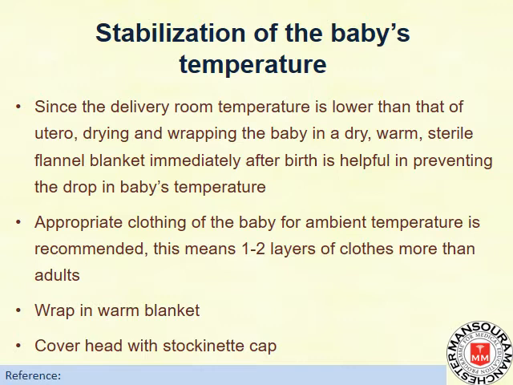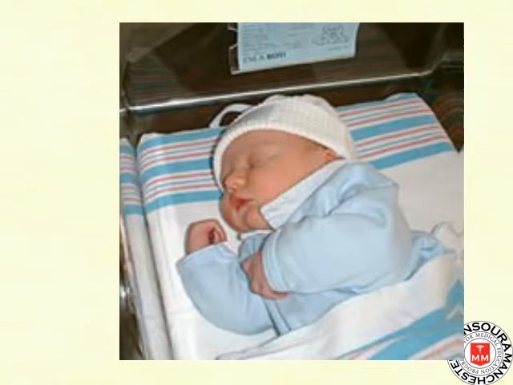So we don't like our babies to be hypothermic or hyperthermic. They should be in a neutral environment with normothermia. That's the temperature between 36.5 to 37.5. And this is a picture of a newborn, and he is adequately closed and wrapped and has a head cap as well.